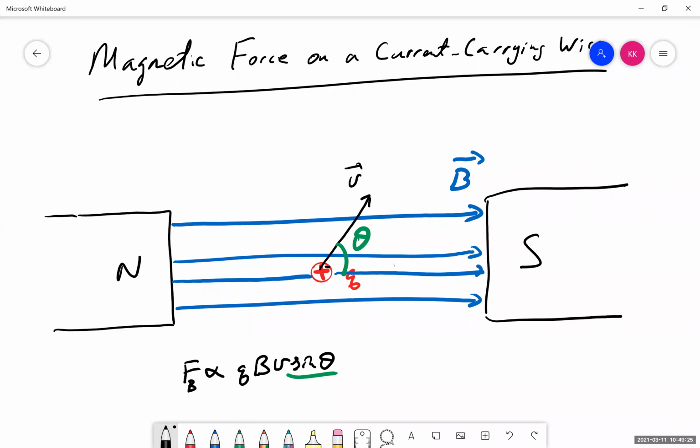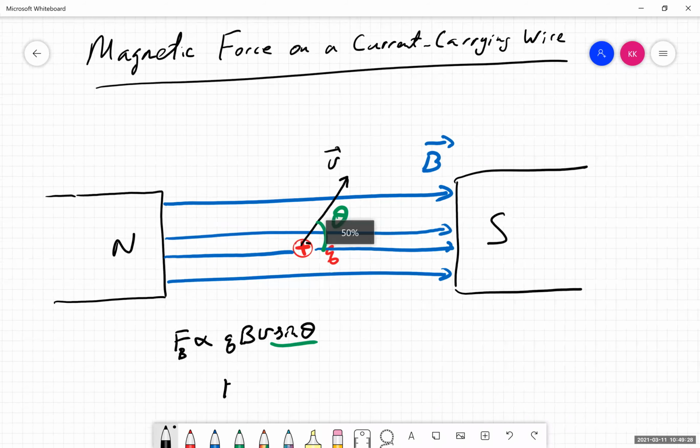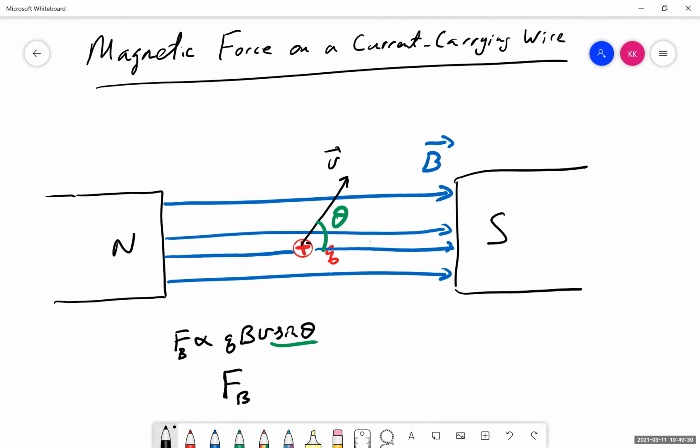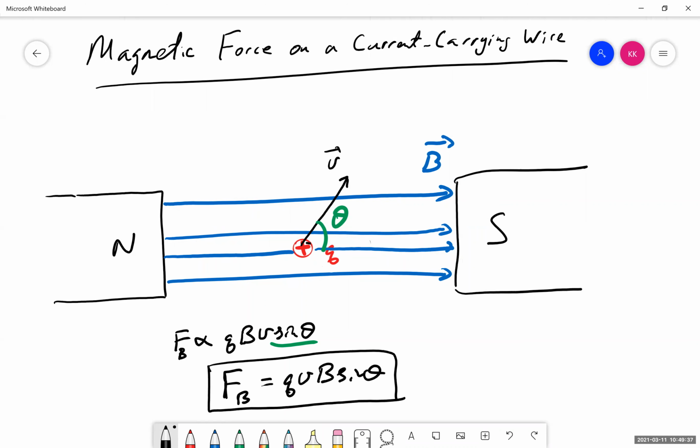All right, that means what we have is the magnetic force acting on a particle is equal to QVB sine of theta. And you can see the conditions have to be right in order for there to be even a magnetic force. And even the direction of the magnetic force is not as straightforward as the direction of the electric force. Because electric force has either the same direction as the electric field, if the test charge is positive, or the opposite direction of the electric field, if the test charge is negative.